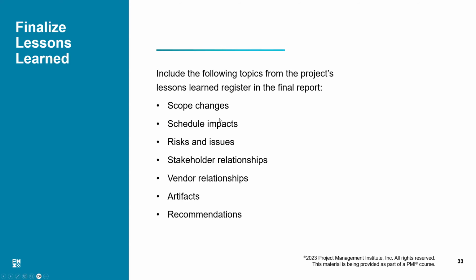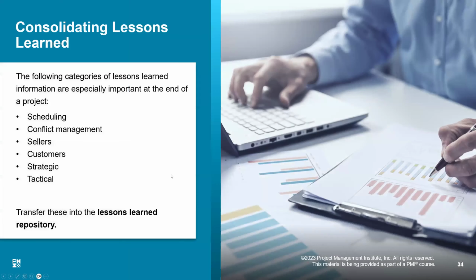Finalize your lessons learned, scope changes, schedule impacts, risk and issues. And actually, when we are finalizing the lesson learned, we are able to collect data for our final report, which we have to submit to the organization. It is just a summarized report. It is not a very huge document, but you should address these points in creating your final report. Consolidate the lessons learned about scheduling, about conflict management, sellers, customers, strategic alignment, tactical, whatever. Transfer these into the lesson learned repository.